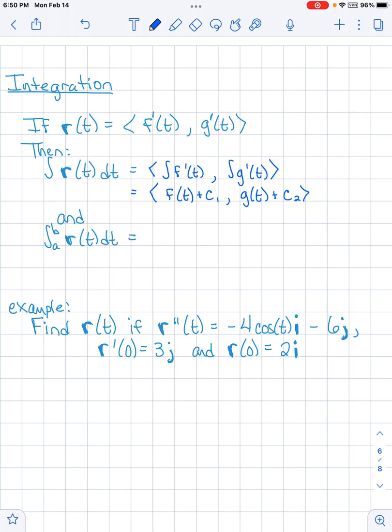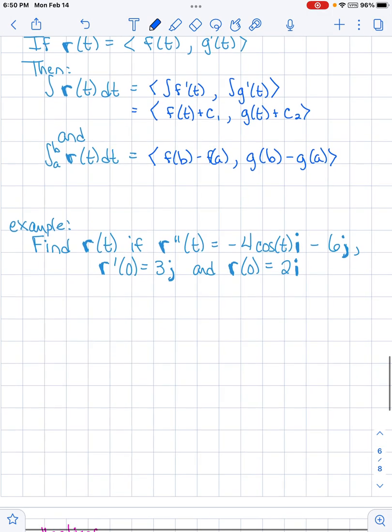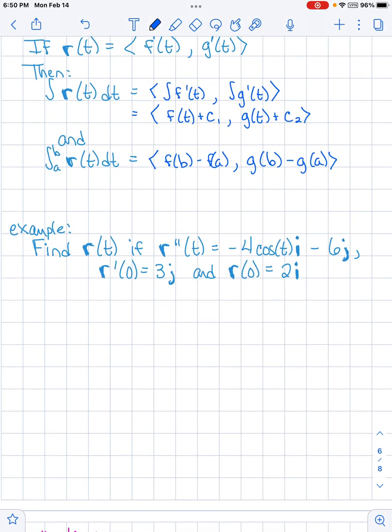Okay, now if we're looking at the definite integral from a to b, we'll still use the first fundamental theorem of calculus. This will be f of b minus f of a, and this will be g of b minus g of a. So nothing different there. Okay, we're going to use this idea to solve this problem.